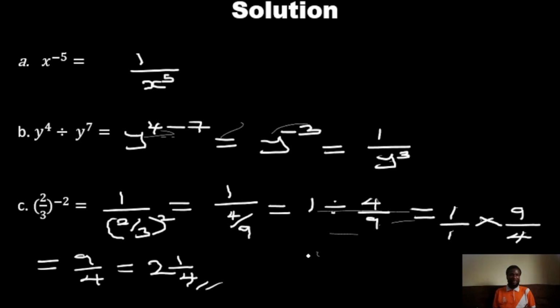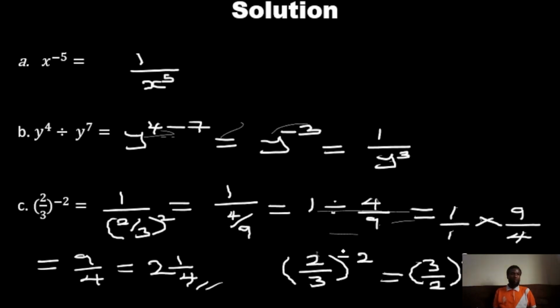That is, 2/3 everything raised power of -2. Just like I said, to nullify this negative, you will what? You invert the fraction, isn't it? So that will give us 3/2 everything raised power of 2.